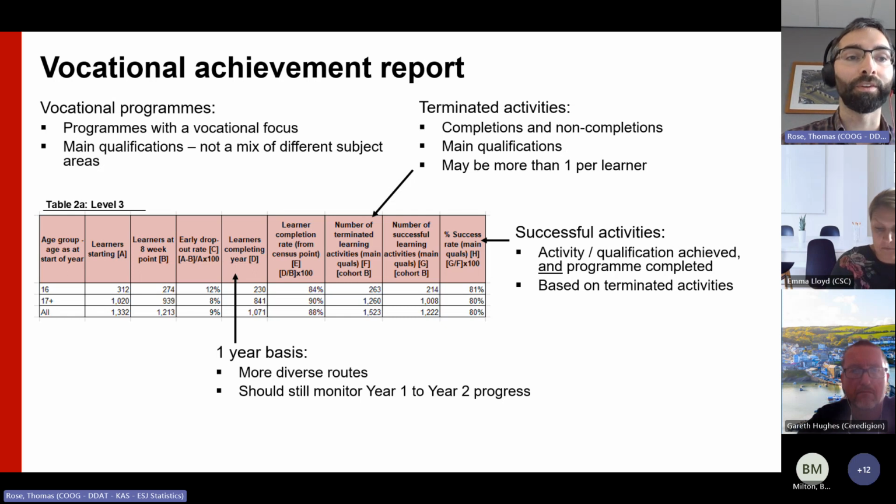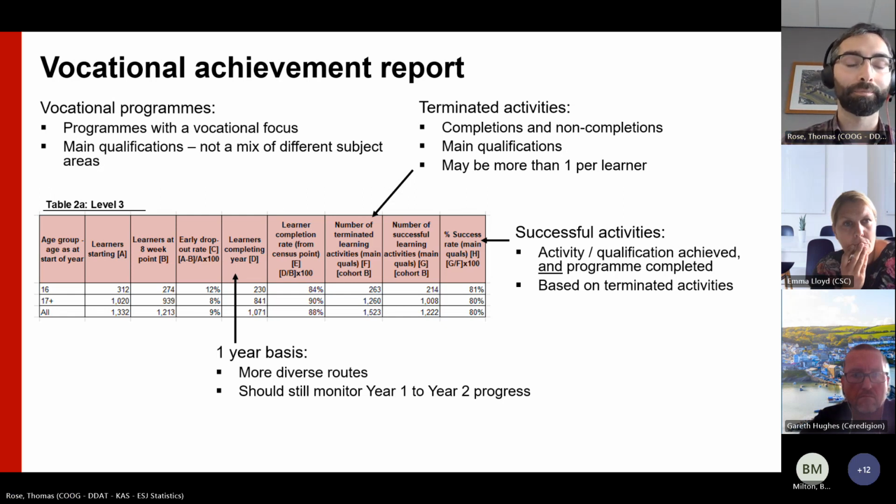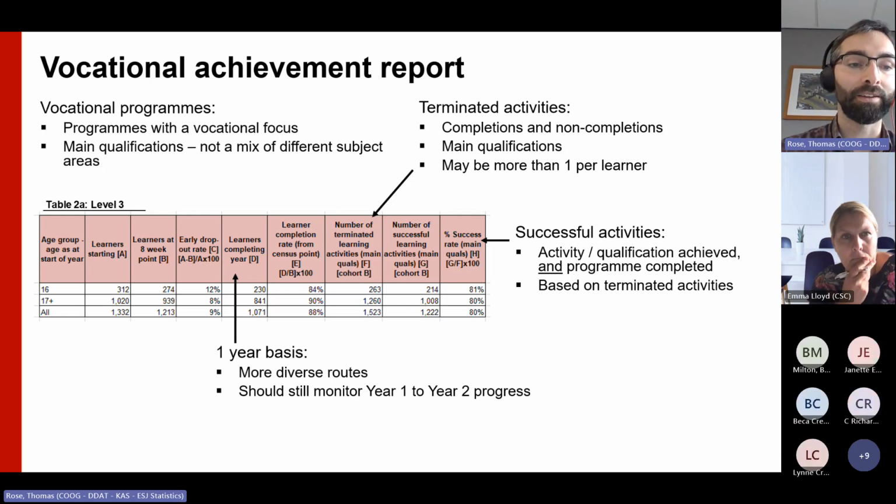We also want to have one for vocational programs. These are programs aiming for a particular vocational focus, for example construction, and all of the qualifications will be aimed around supporting that aim instead of having a mix of different subject areas. There are a couple of differences in the vocational achievement report to reflect the fact that these are more flexible with lots of different routes. For example, these are on a 1-year basis, not a 2-year basis. Obviously, we'd still like you to consider what happens to your learners going from year 1 to year 2, but these reports just show it on a 1-year basis.